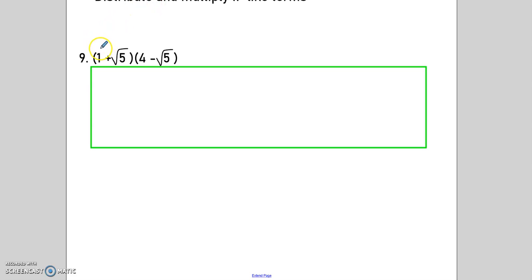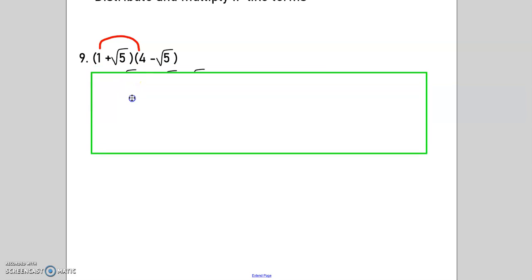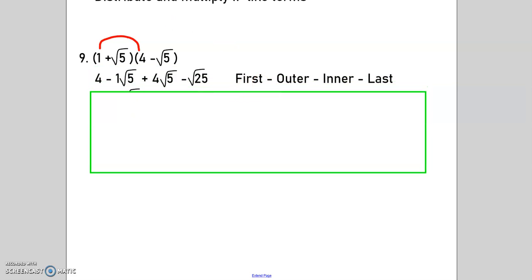So the first thing, we're going to multiply the first number. So 1 times 4 gives me 4. Okay, that's the first. Then we need to do outer. 1 times negative square root 5. Remember from above, they don't multiply together real nicely. We just have to write them next to each other. Inner, we need to do square root of 5 times 4 gives me 4 square root 5. We put that whole number in the front. And then last, square root of 5 times negative square root of 5.